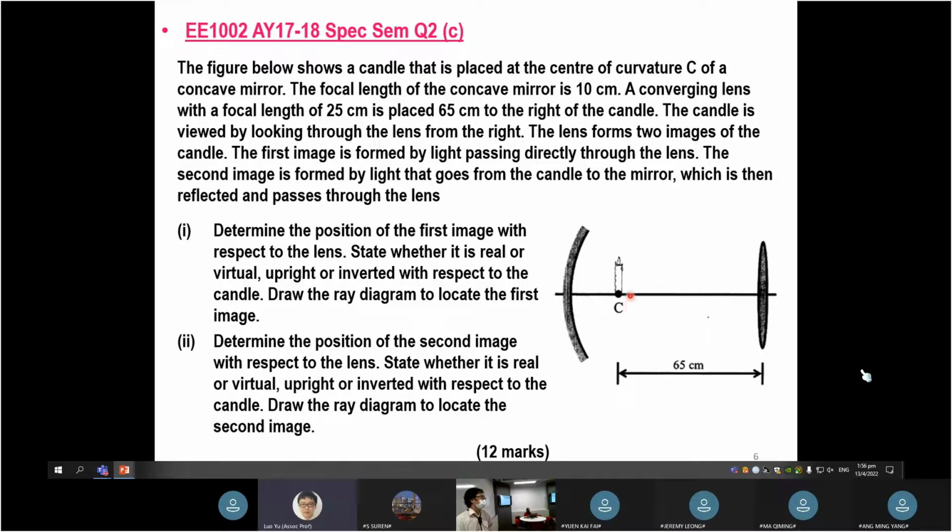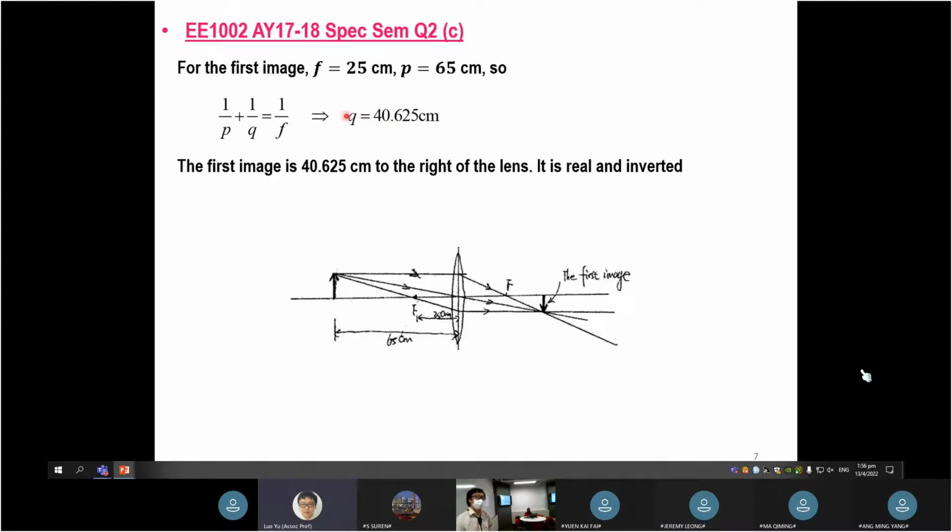You can see the object distance P1 is already given, and the focal length is also given. It only goes through the lens once, so we just apply one image equation: 1 divided by P plus 1 divided by Q equals 1 divided by F. F and P are both given, so you can calculate Q is about 40 centimeters. Positive 40 means this is a real or virtual image? Yes, very good, this is a real image.